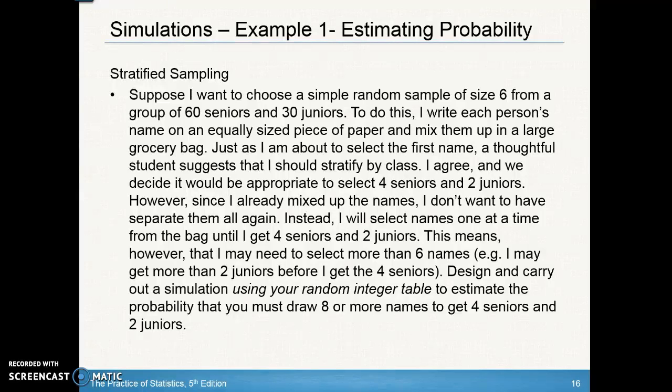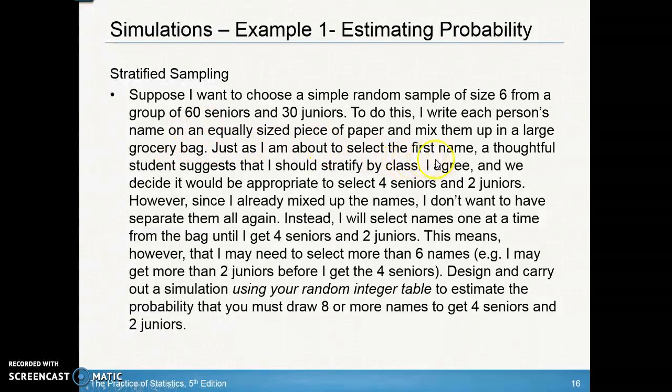All right, so let's take a look at another example. This example is going to estimate probability. Suppose I want to choose a simple random sample of size 6 from a group of 60 seniors and 30 juniors. To do this, I write each person's name on an equally sized piece of paper and mix them up in a large grocery bag.